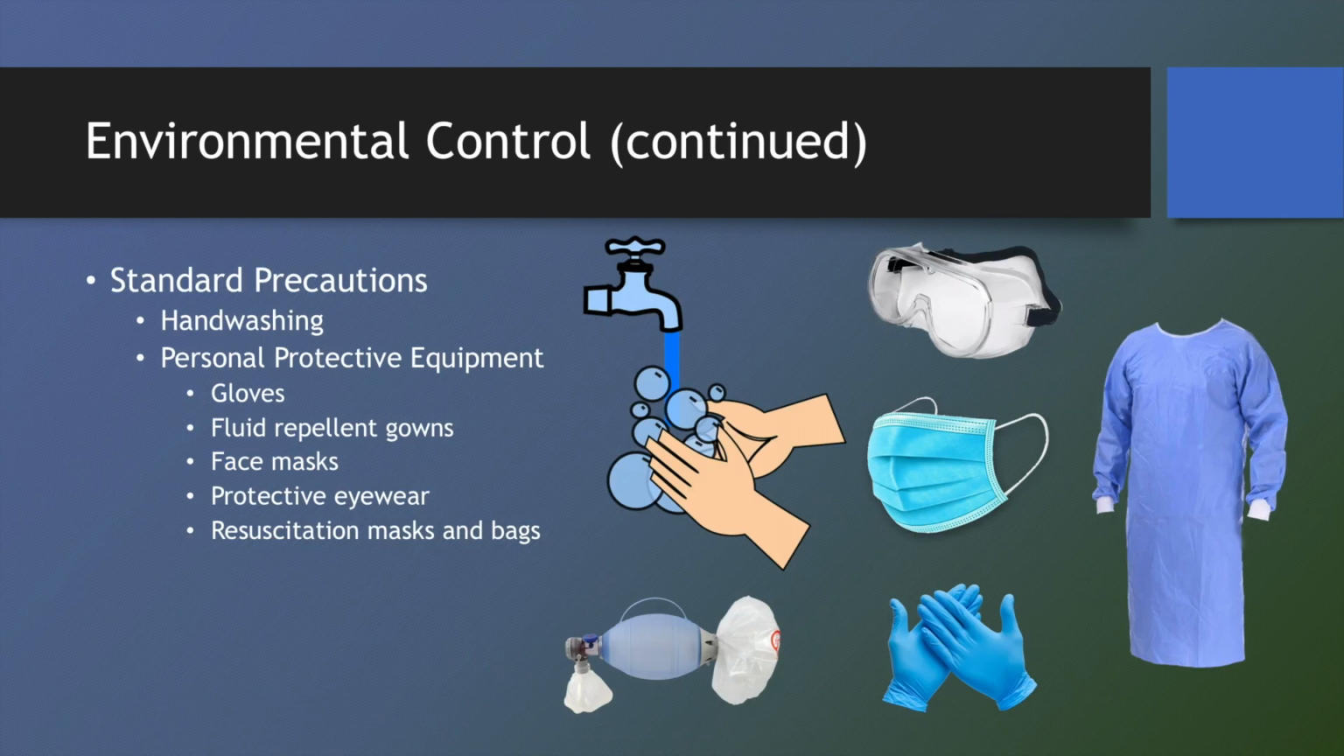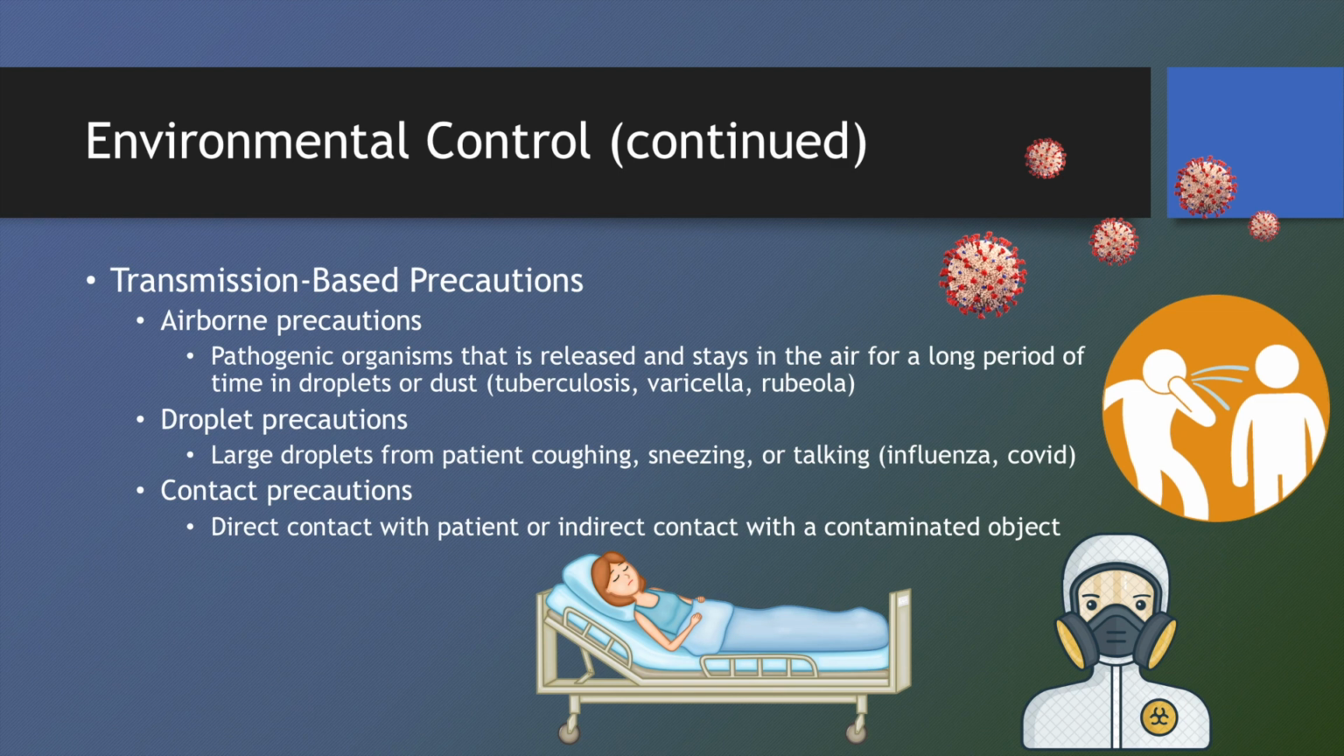Standard precautions are hand washing and personal protective equipment such as gloves, fluid repellent gowns, face mask, protective eyewear, and resuscitation masks and bags. Transmission-based precautions are airborne precautions, for pathogenic organisms that are released and stay in the air for a long period of time in droplets or dust. Droplet precautions, for large droplets from a patient coughing, sneezing, or talking. And contact precautions, for direct contact with a patient or indirect contact with a contaminated object.